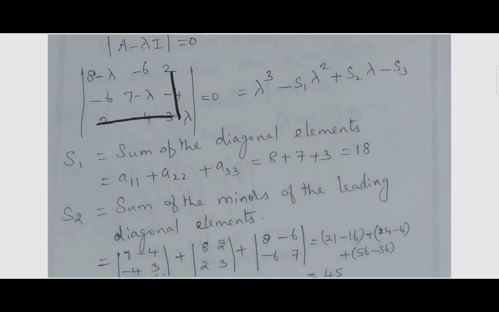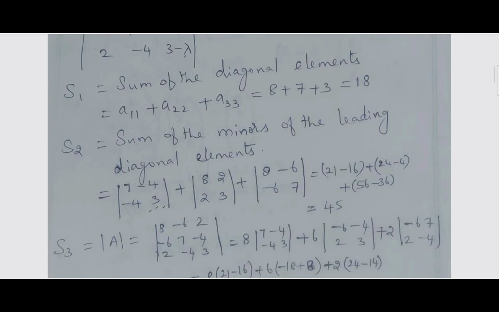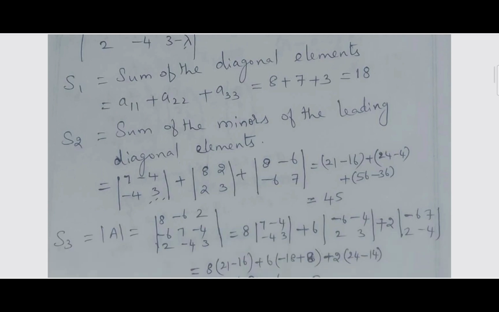So always remember that you need to find the minor here. Now it is 7 into 3, 21, minus of minus 4 into minus 4, which is plus 16, so we get 21 minus 16. Now it is 24 minus 4, and 56 minus 36, because minus 6 into minus 6 becomes plus 36. I have written all of these and calculated that the value is equal to 45.